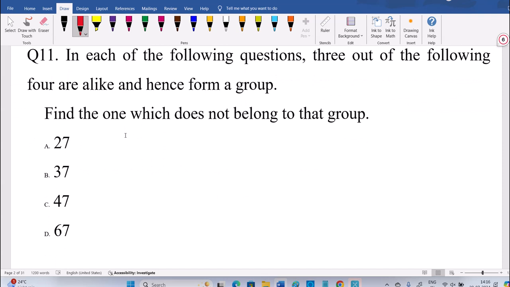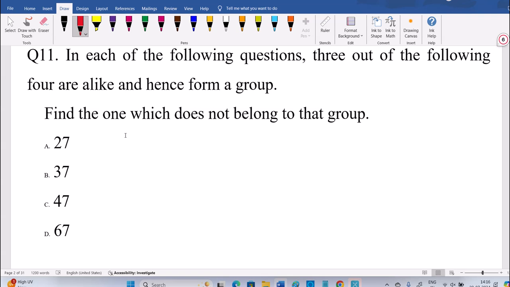Some people argue like this, sir. See, there is a problem again. People see odd one out in terms of wrong number series, sir. 27, 37, 47, a difference of 10 each time. Next is 57, sir. No, sir. This is not a wrong number series.